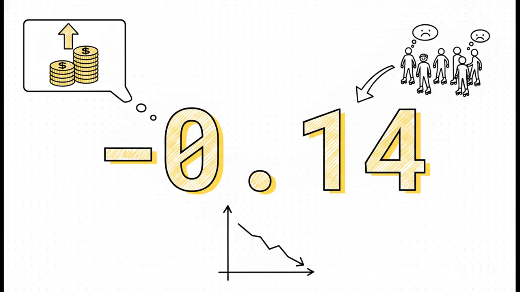Okay, so what does that actually mean for a small business owner? It means that for every single dollar Stella raises her party package price, she loses a fraction of a skater, specifically 0.14 of a skater. Assuming everything else stays completely constant, price definitely matters.